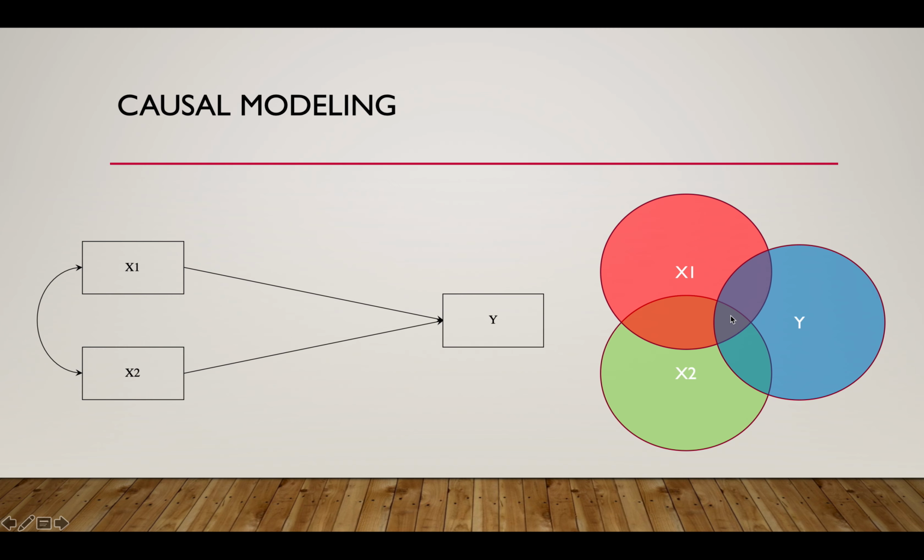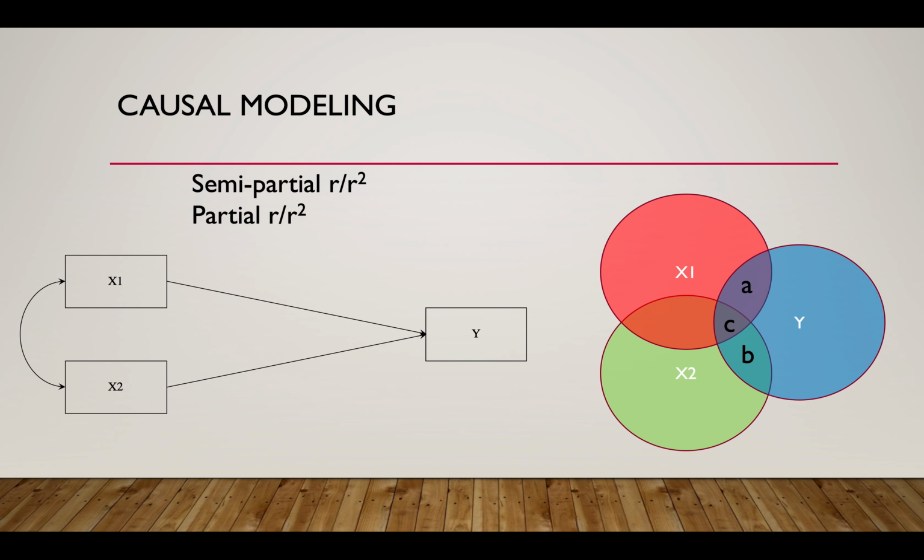We'll talk about this area here in a little bit. Then we have this over here, which is the overlap between x1 and x2 that has nothing to do with y. This also becomes very important because it can lead to some kind of problematic issues within our regression models. We'll talk about those in a second.